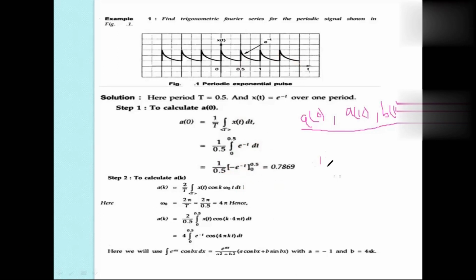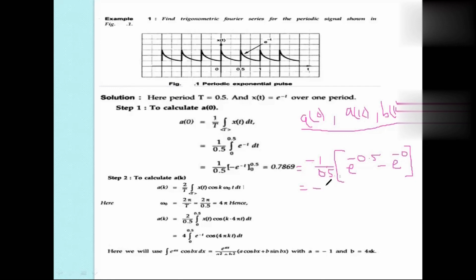See, 1 by 0.5. If you have calculators, take your calculators and find out the value. Here the minus is there, I'm keeping the minus here. The minus e power minus, what is the upper limit here? The minus 0.5, minus e power minus 0 is a function.